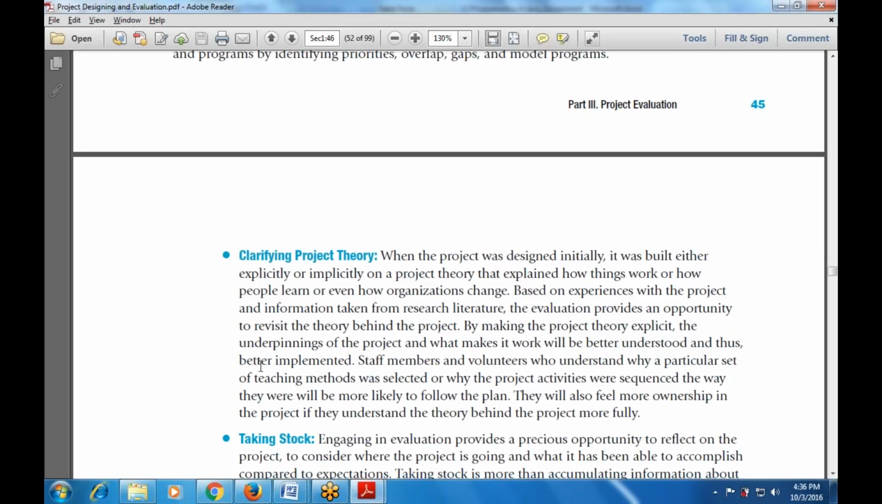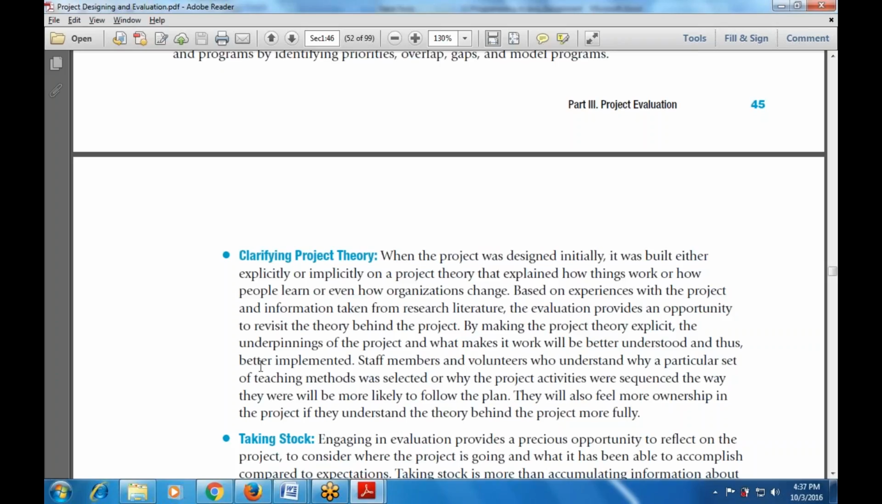Based on the experiences with the project and the information taken from research and literature, the evaluation also provides an opportunity to revisit the theory behind the project. By making the project theory explicit, the underpinning of the project and what makes it work will be better understood and therefore better implemented.